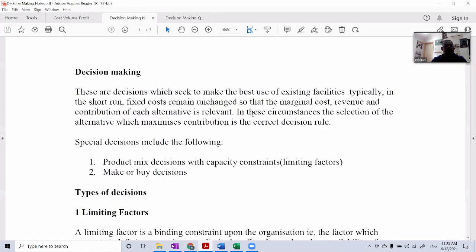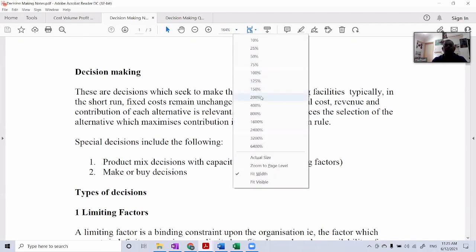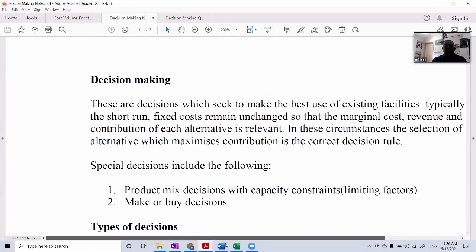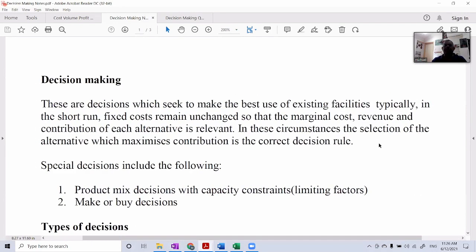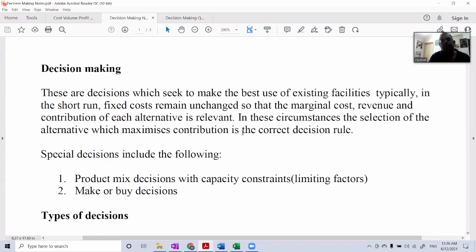All right. So these are decisions which seek to make the best use of existing facilities, typically in the short run. Fixed costs will remain unchanged. Yes, we assume fixed costs will be constant. So the marginal cost, revenue, and contribution of each alternative is relevant. In these circumstances, the selection of alternatives which maximizes contribution is the correct decision rule.